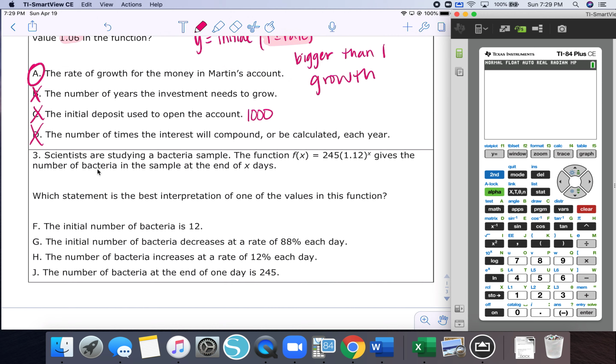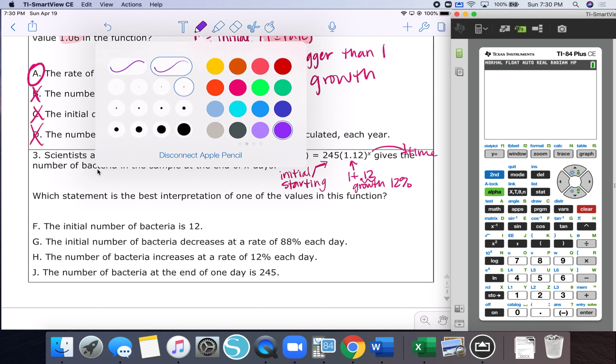Number 3, scientists are studying a bacteria sample. The function f of x equals 245 times 1.112 raised to the x, which gives the number of bacteria in the sample at the end of x days. Which statement is the best interpretation of one of these values? So let's go ahead and interpret some of these. This is our initial or our starting number. 1.12 is 1 plus 0.12, so that would be a growth. And then remember to turn it back into a percent, we un-Beyonce it. And then x is always going to be time. So let's see which of these looks like that.